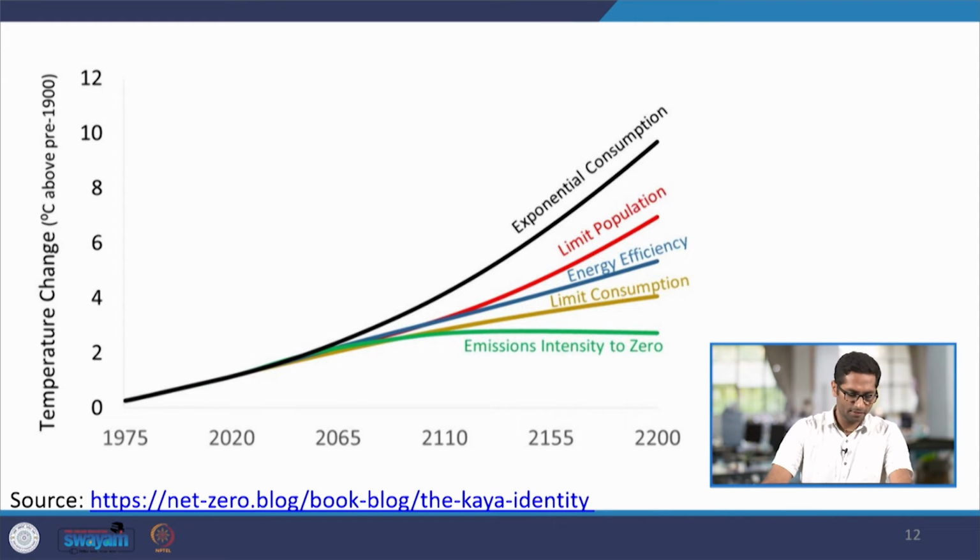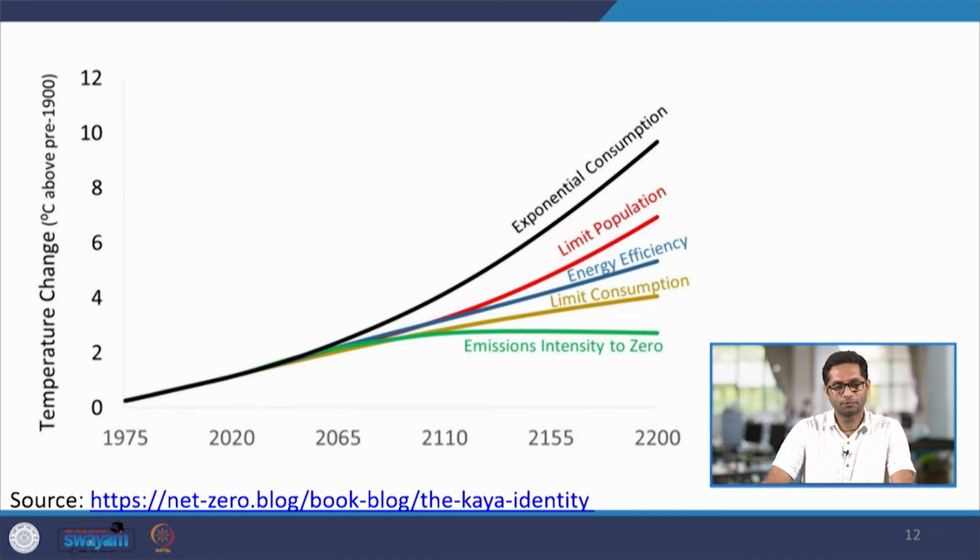What you see on the y-axis is the temperature rise in degrees Celsius above the pre-1900 levels. We want to achieve a level of around 2 degrees Celsius. What we have on the x-axis is the years as we progress. What you see in the black line is the exponential consumption. So this is how we would proceed if we go ahead with the business as usual case. We do not make any amendments in the way things have been happening.